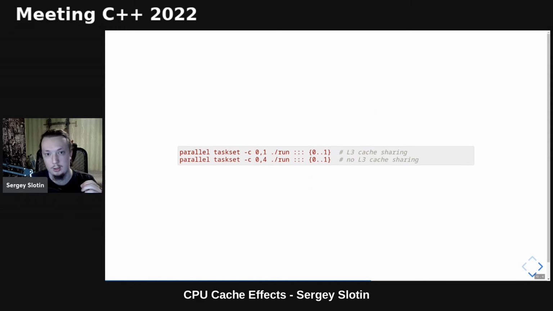So to show this, let's run another benchmark, but now bringing the processes to different 4-core groups that don't share the L3 cache. So we will run 2 processes on cores 0 and 1, and 2 processes on cores 0 and 4, which belong to different groups.